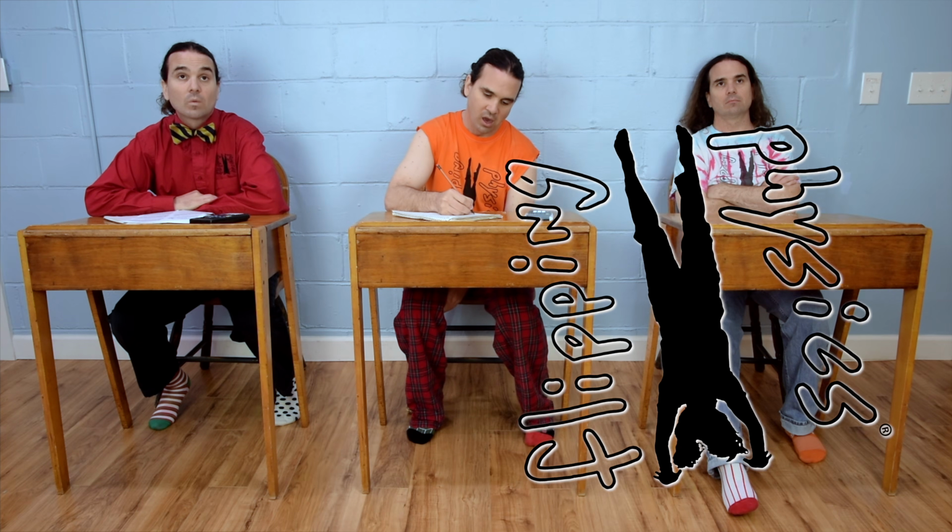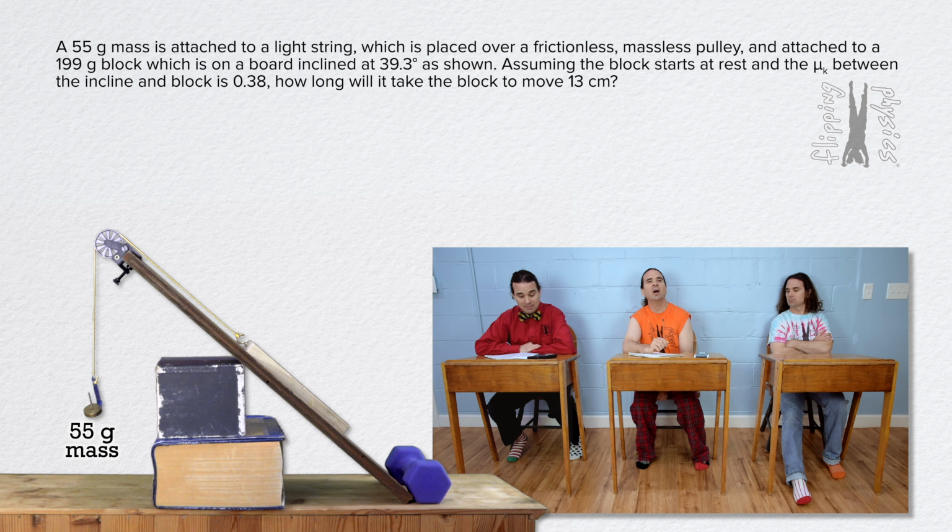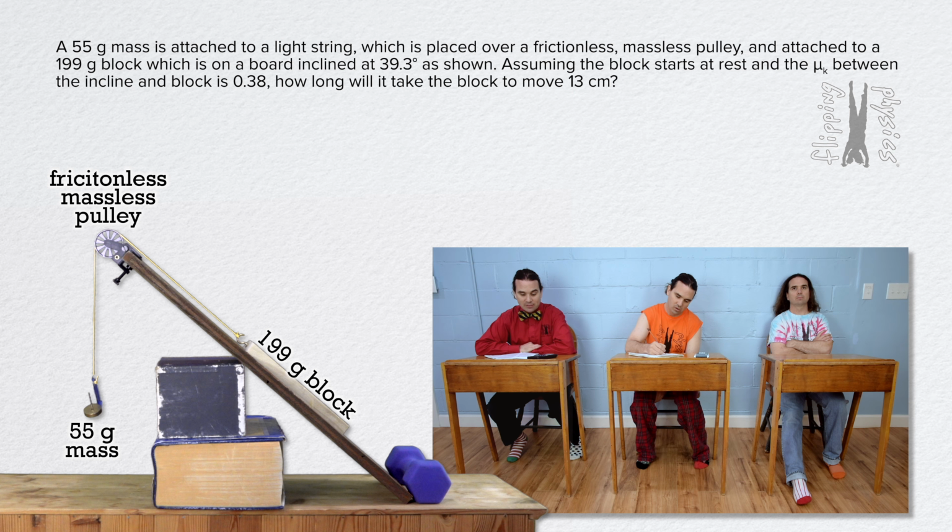Flippin' physics. A 55-gram mass is attached to a light string, which is placed over a frictionless, massless pulley and attached to a 199-gram block, which is on a board inclined at 39.3 degrees as shown. Assuming the block starts at rest and the coefficient of kinetic friction between the incline and block is 0.38, how long will it take the block to move 13 centimeters?